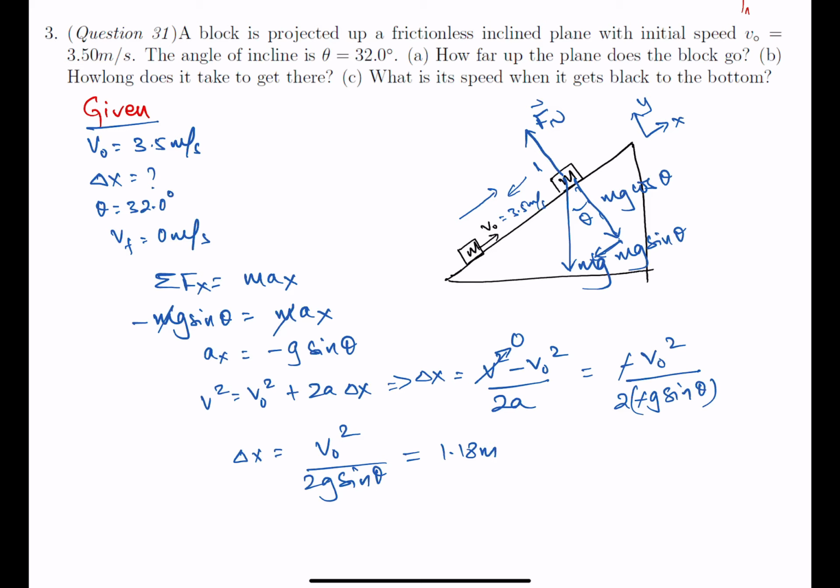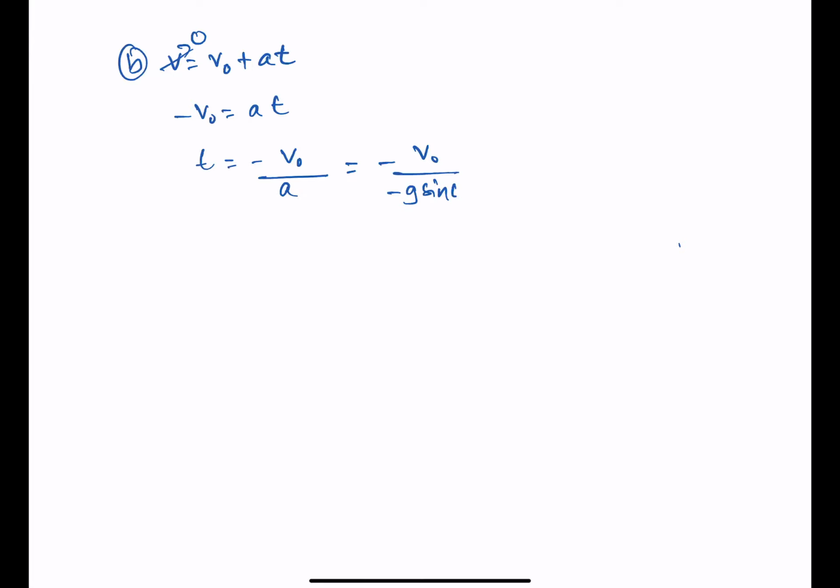So B, how long does it take to get up there? For B, we use this equation, v equals v initial plus at. So v final is 0, negative v initial is at, right? T is negative v initial divided by acceleration, negative g sine of theta, which should give you 0.67 seconds.